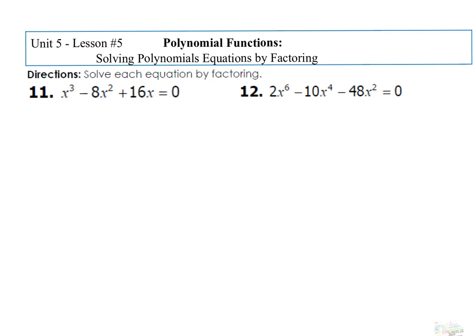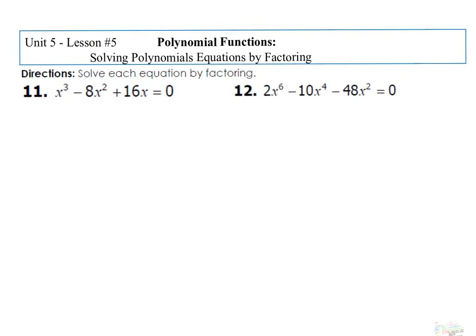Okay, our next example is number 12. So I look and I have 2x to the 6 minus 10x to the 4th minus 48x squared is equal to 0. So we are equal to 0. I count my terms. 1, 2, 3. I want to do a factor tree. Okay, we can't do that unless we get rid of the 2 in front as our leading coefficient. So we check for GCF. I can take a 2 out of 10 and 48.